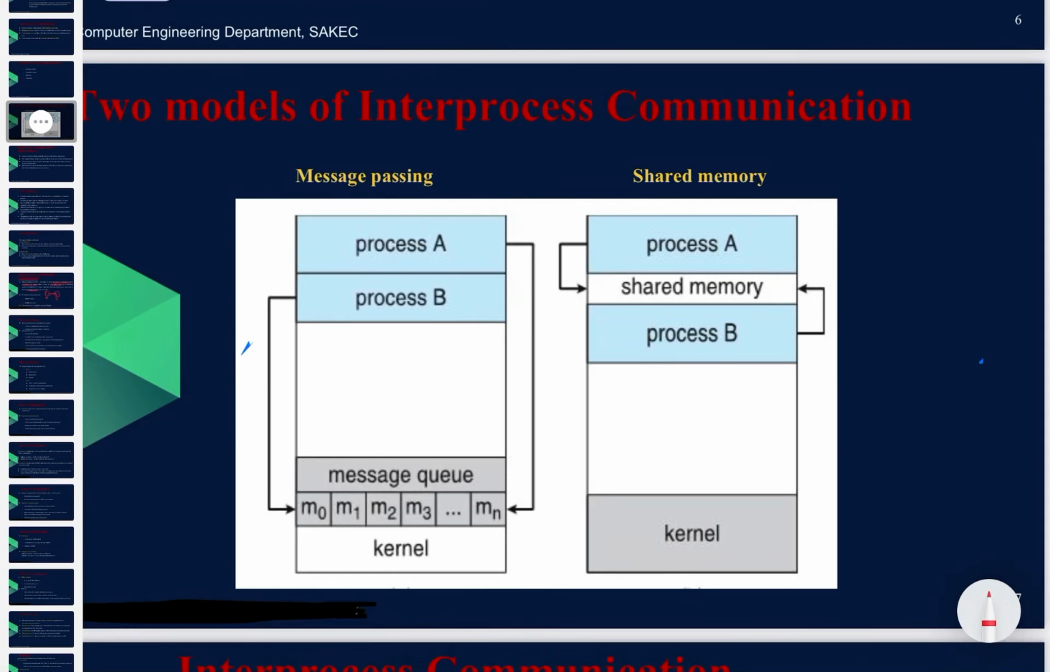So this is the message passing. Process A and process B are there, and this is the messaging queue. It can send messages in the form of M0, M1, M2, M3 till Mn.